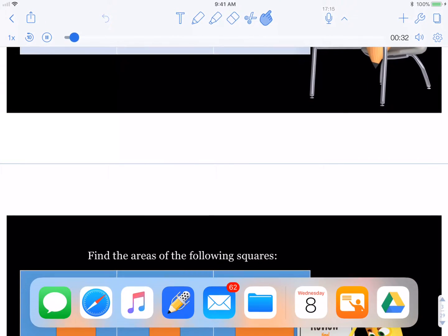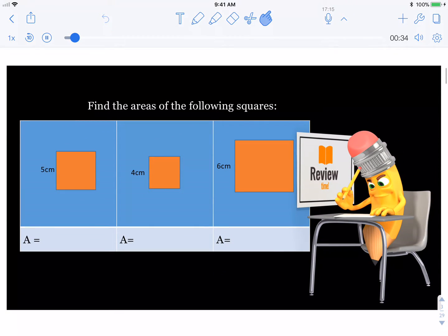Okay, and now you're going to find the areas of the following squares. Notice they only have one side given. Why would they only have one side given? What is the definition of a square?